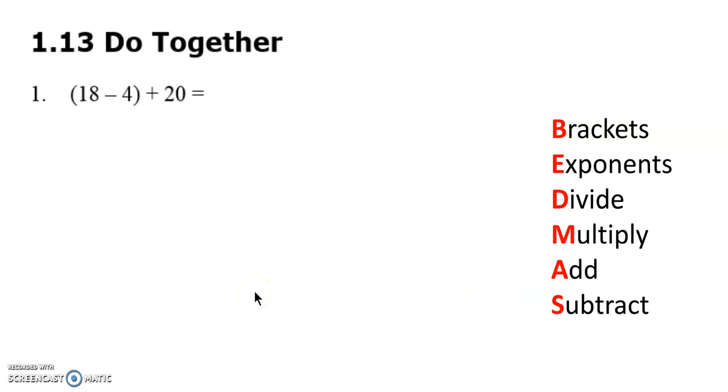So let's go ahead and do the 1.13 Do Together questions. First up, we see we have 18 minus 4 in brackets plus 20. BEDMAS tells us brackets first, so we're going to do the subtraction. 18 minus 4 is 14, plus 20. We add those two together with a result of 34.